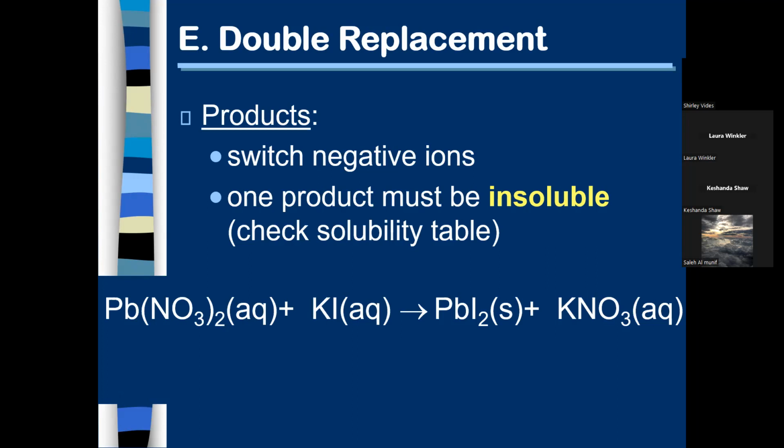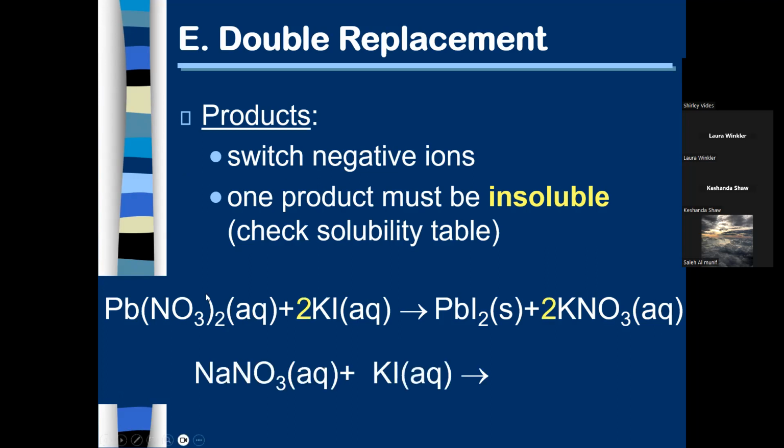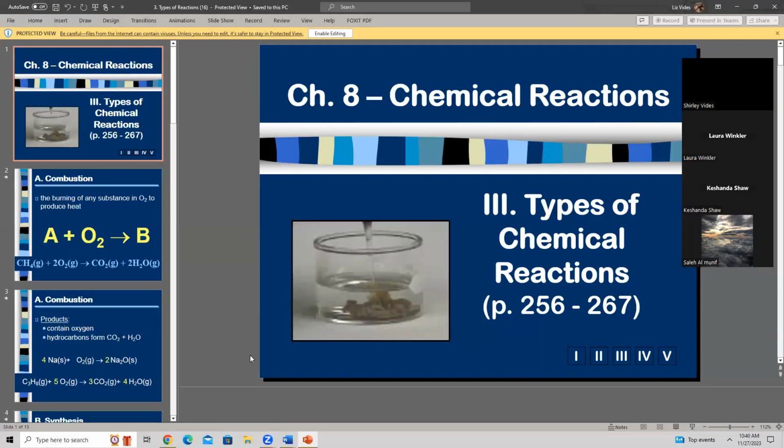So this reaction happened. But this one right here that we're going to see, sodium iodide is soluble, and so is potassium nitrate. So therefore, this reaction does not occur. You see? Right. And now let's go classify.